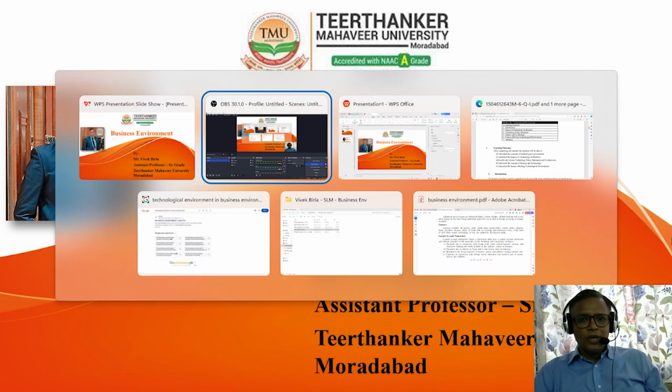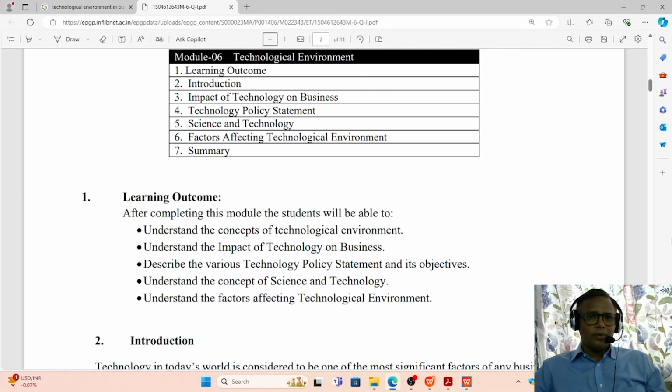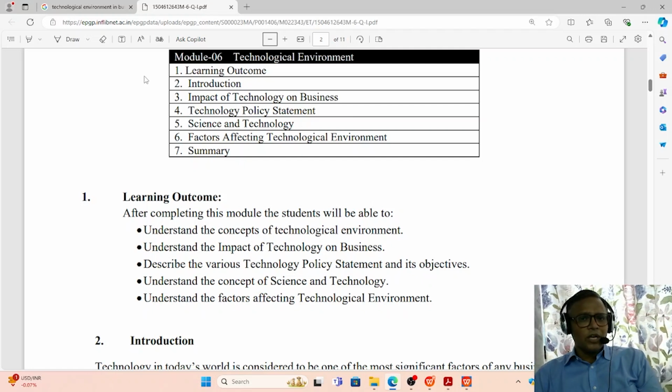And today we will be going ahead with the topic on technological environment. So in the technological environment, we will be covering the following things. First, we'll see what the outcome for this subject is. Then we'll see the impact of technology on business, the technology policy statement, science and technology, the factors affecting the technological environment, and then we'll summarize.